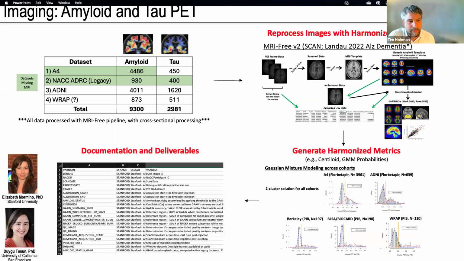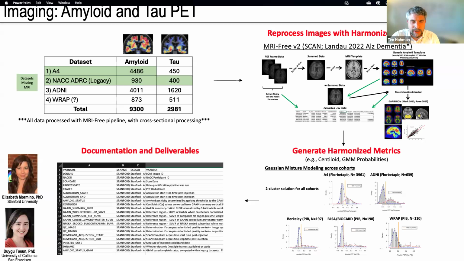For amyloid and tau PET imaging, this is led by Dr. Doyu Tosun and Dr. Elizabeth Reno, who are both experts in PET imaging. A lot of the challenges that we have in MRI are present in PET as well. So for amyloid and tau PET, many of the studies use different ligands. Many of them are on different scanner platforms. So the problem that they've had to solve is how can we get all of these to pass through a consistent pipeline where we can be confident in the scores at the end and use them in joint analysis.